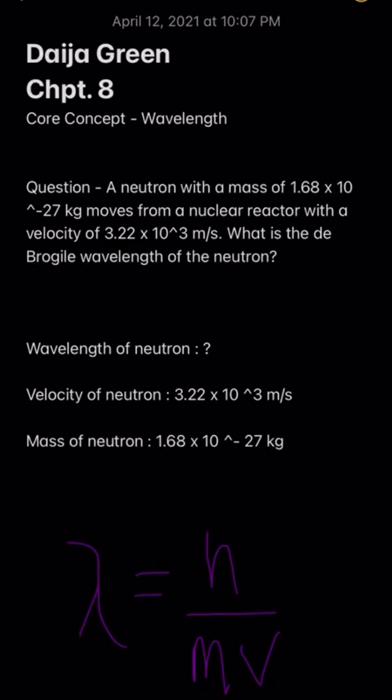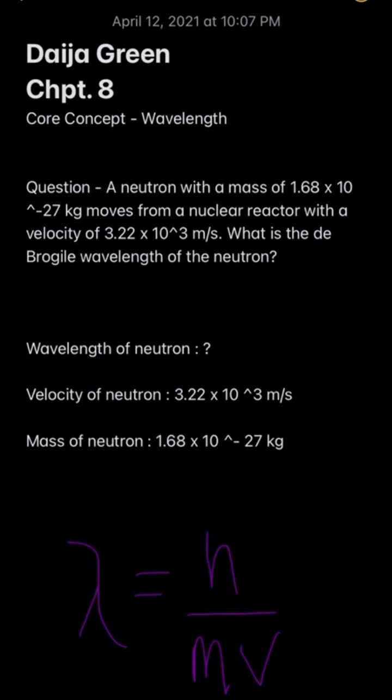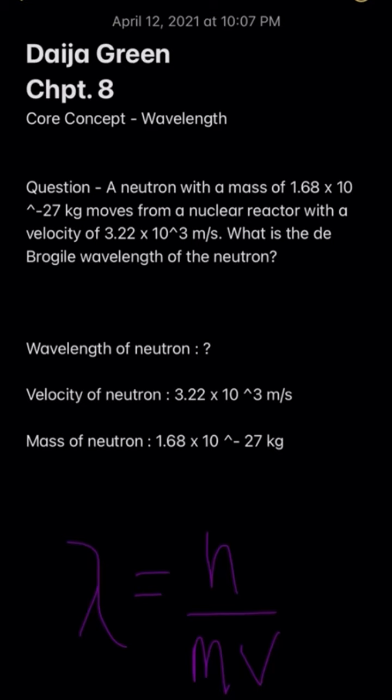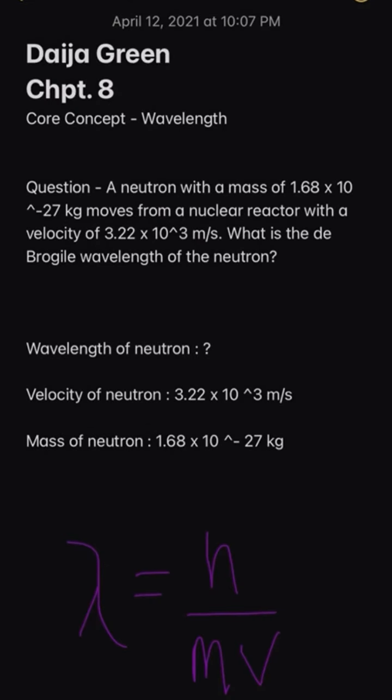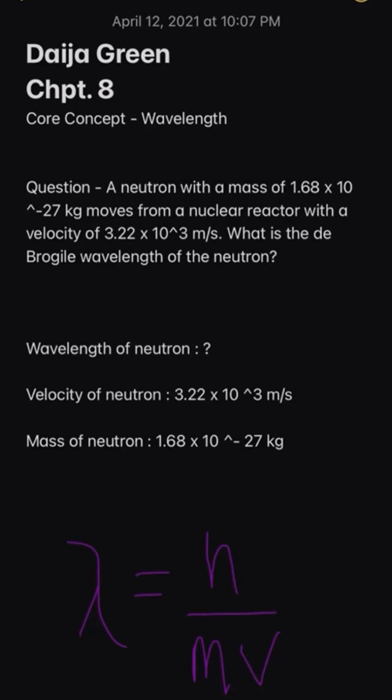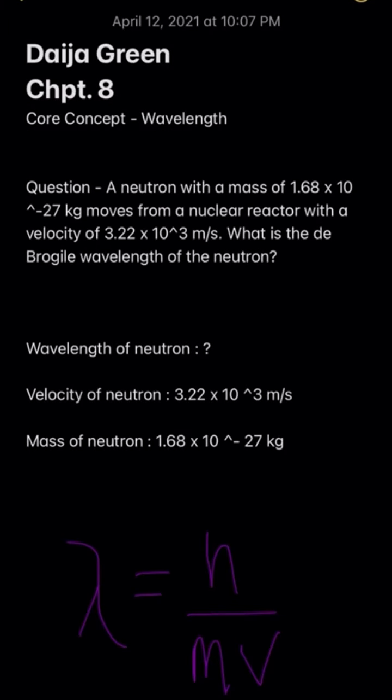Hi, my name is Deja Green, and my group decided to do Chapter 8, and my concept is wavelength. So the question is, a neutron with a mass of 1.68 times 10 to the negative 27 kilograms moves from a nuclear reactor with a velocity of 3.22 times 10 to the third. What is the de Broglie wavelength of the neutron?